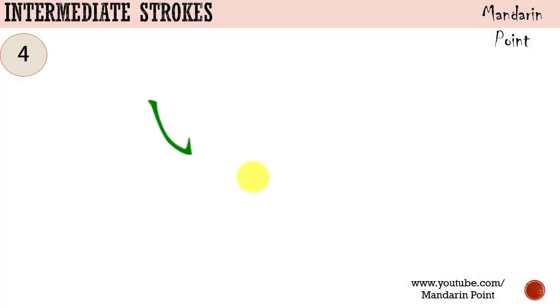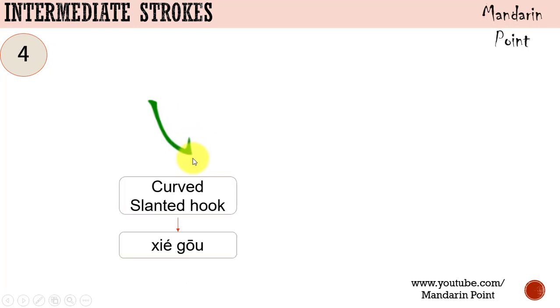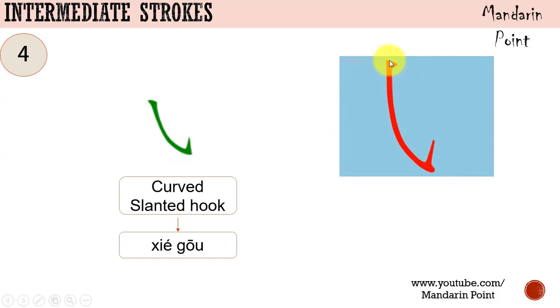The next one, the curved slanted hook, a curve with a hook at the end, and we call it xie gou, xie gou. The directions are opposite as compared to the previous one. Let's write it. Start from the top and a hook at the end, but with a curve.